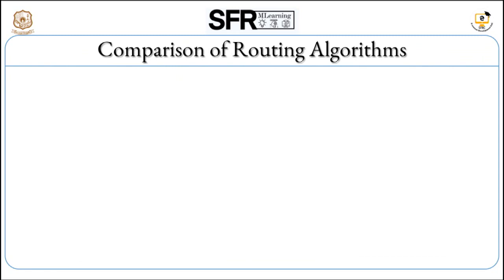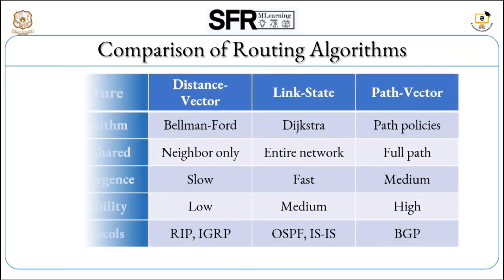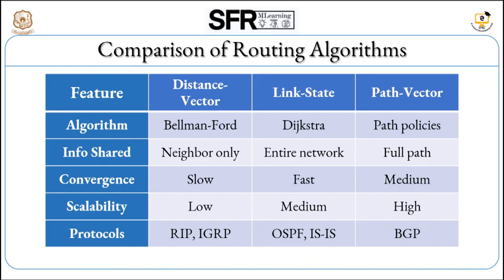Let us compare these algorithms. The distance vector routing algorithm can be slower to converge and prone to routing loops. The link state routing algorithm is faster and more reliable, but it requires more resources. Path vector is designed for large scale networks and supports policies. It is more complex. So each algorithm has its strengths and weaknesses depending on the network requirements.